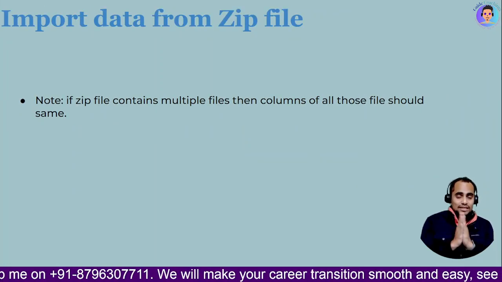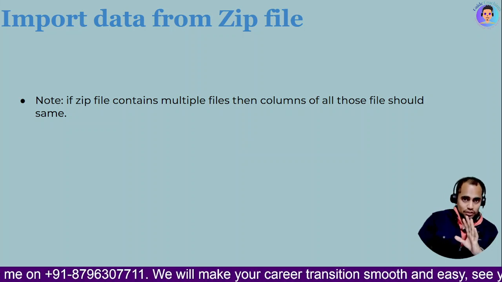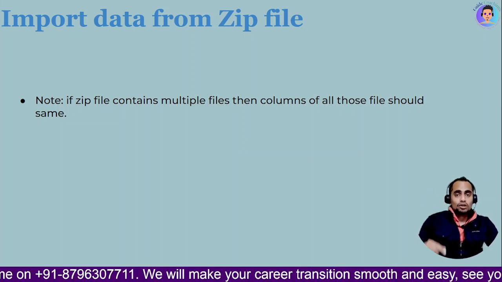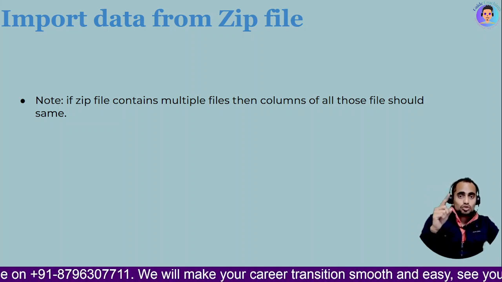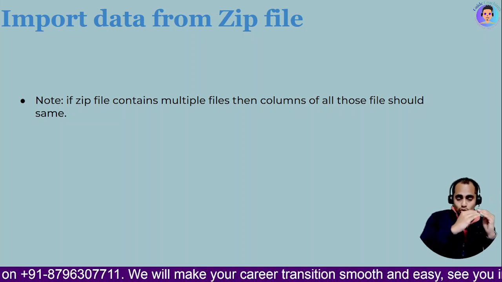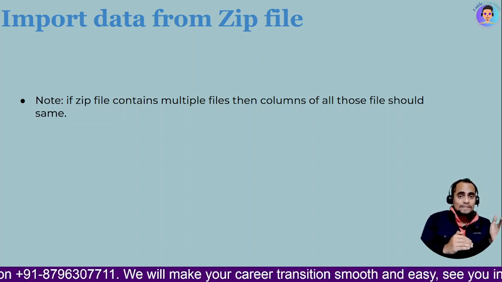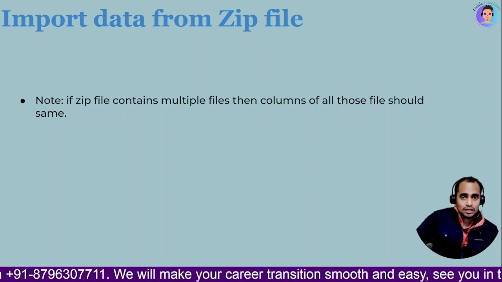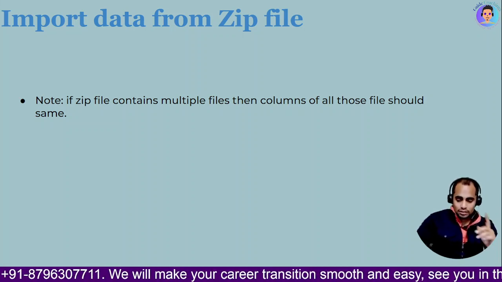Okay, then we will see the next step, that is connecting your zip file. So while you are connecting your zip files, there is one more thing you need to keep in mind: you need to select that particular column or that particular file which you want to be included, and all the folders and all the files mentioned there have to have the same number of columns, followed by all the files.